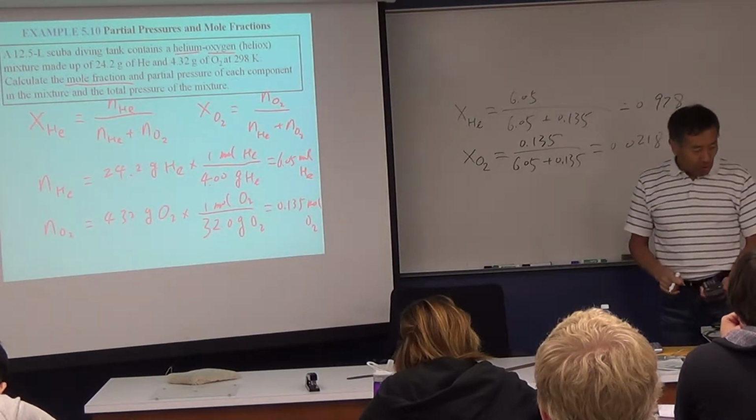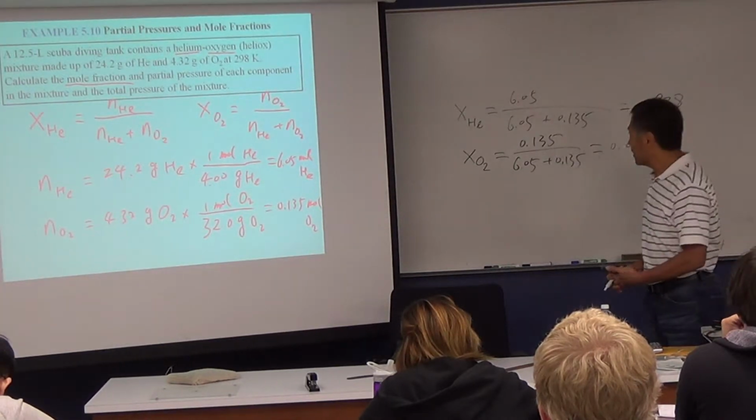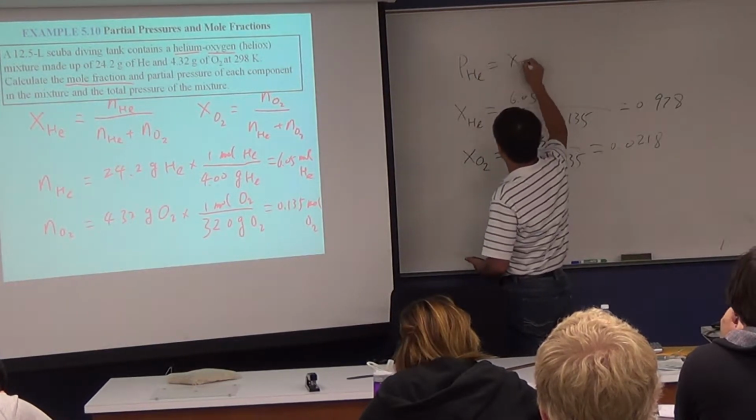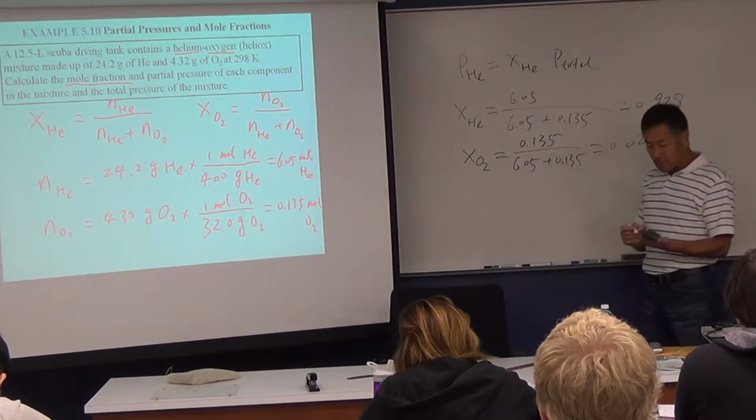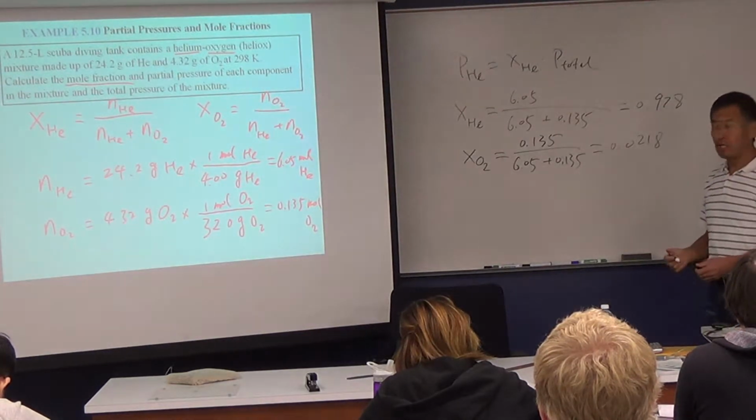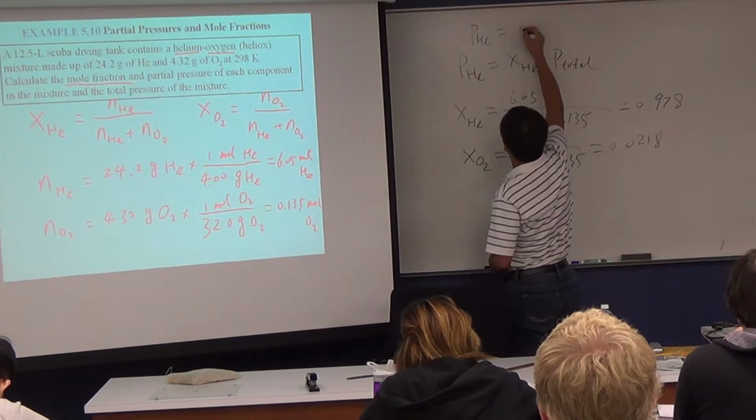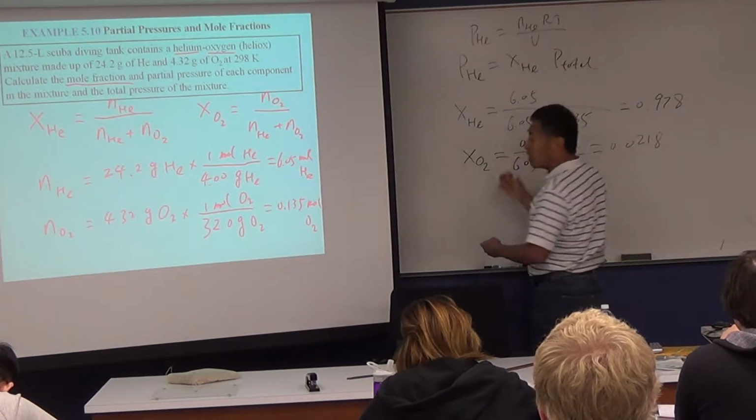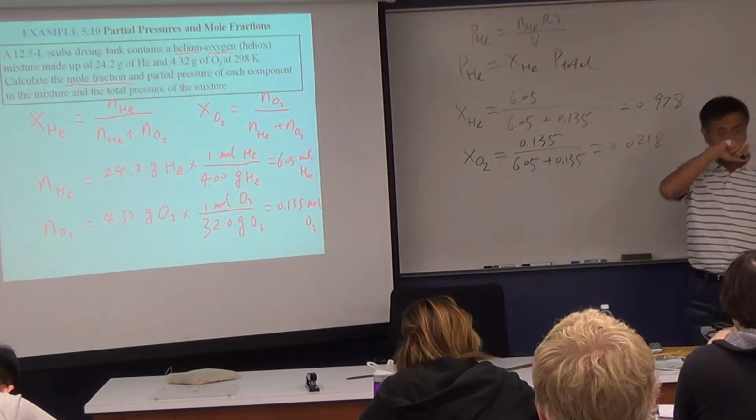Once you get the mole fractions, you can use that equation to calculate the partial pressure. For example, the partial pressure of helium equals the mole fraction of helium times P total. I want to use that equation because we already know how to use the other equation to get partial pressures. The other equation is P helium equals N helium times RT divided by V total. You can use either one, and that one you already know how to use. So let's start with this one.